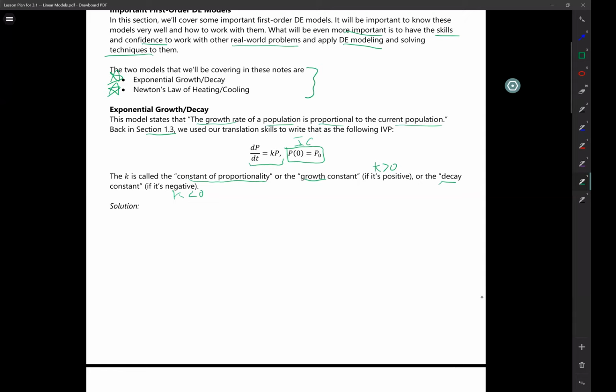Let's learn how to solve it real quick. So we have dP/dt is equal to kP, like that. Maybe go into the chat and tell me what type of differential equation that is. What technique are we going to be able to use to solve that? Or you can unmute and let me know.